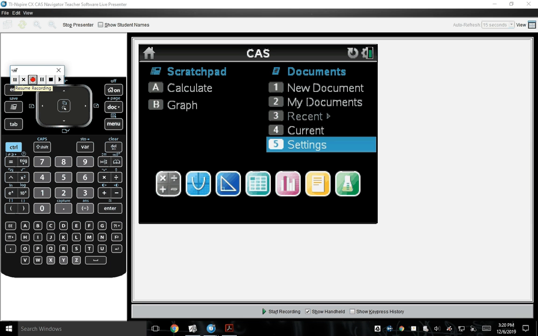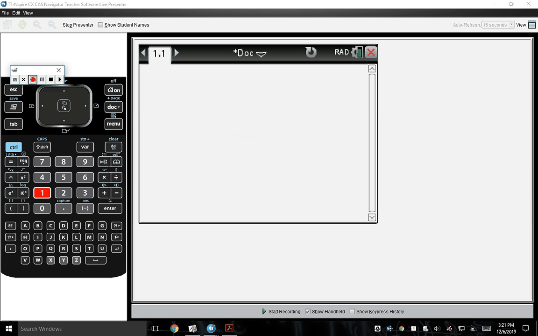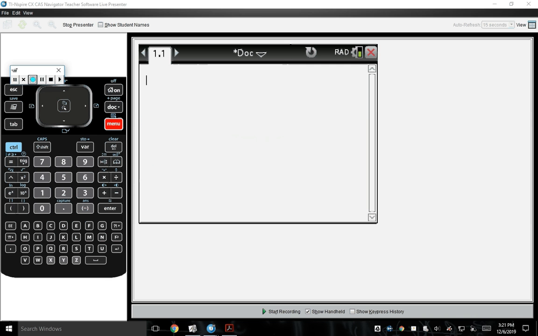Alright, so I have to get a new calculator, new document. But if you were with the other calculator, what would we do between problems? Menu 1.4 and menu 1.5. Here we go. Let's go ahead and put in our equation, non-simplified.